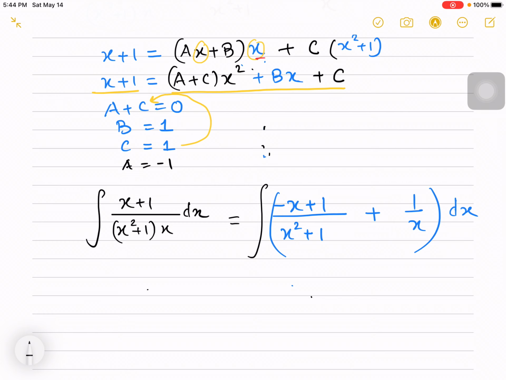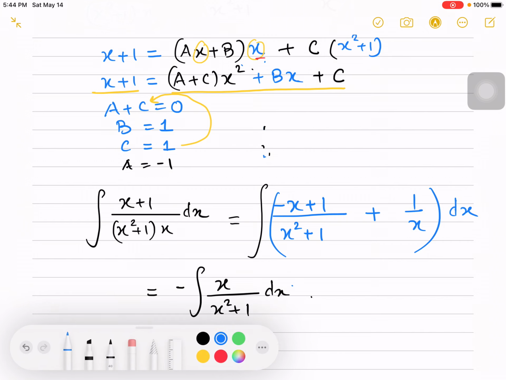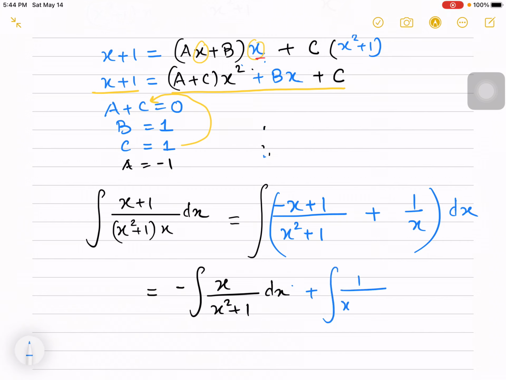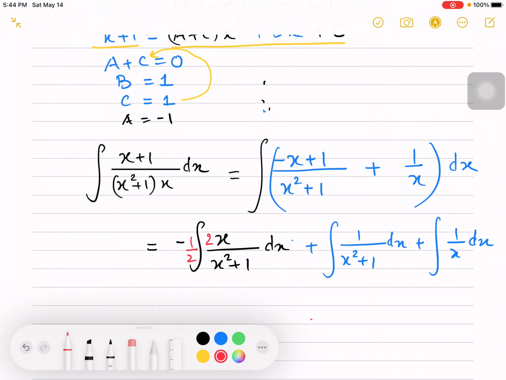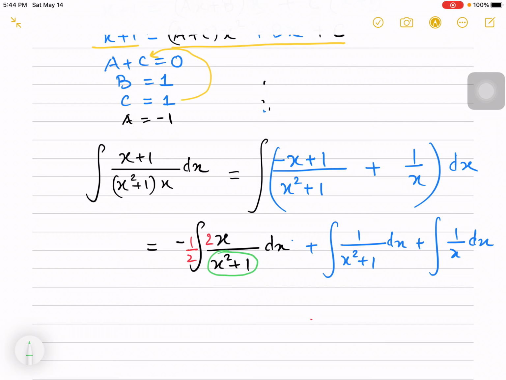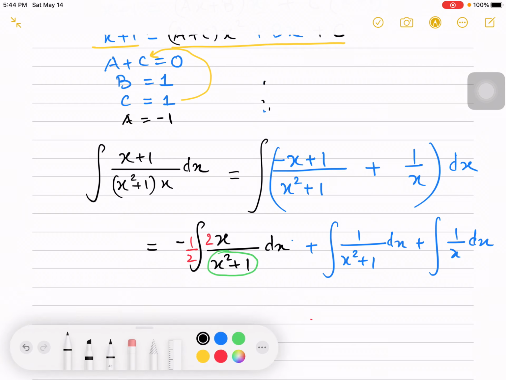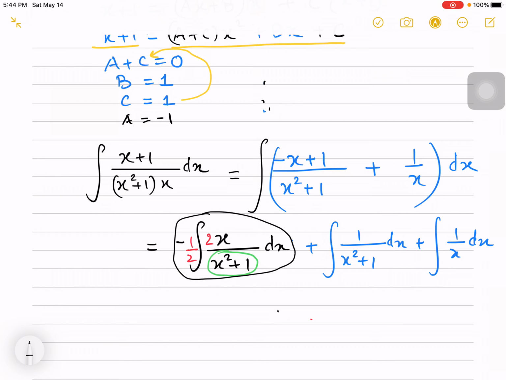We know the formula. In the next step we will write one function which we want to integrate, minus x divided by x square plus 1 dx. One function which we want to integrate is 1 divided by x square plus 1 dx, and another function is 1 upon x dx. So now in this question also we will multiply and divide by 2. Then we know about substitution: when we put x square plus 1 as t, then 2x dx is dt, and the integration of this function we can find directly according to the substitution method.